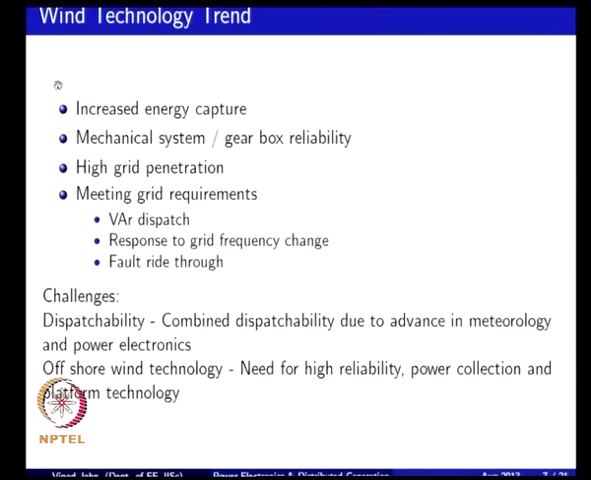So, if you look at the technology trend that was there, it is going in the direction of, one, increased energy capture from the wind. The second is to improve reliability. For example, if you can eliminate the gearbox, then the issue of gearbox reliability goes away. You also have high grid penetration issues.